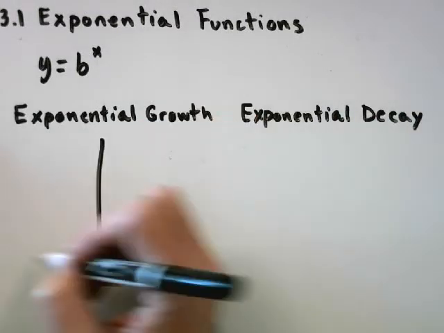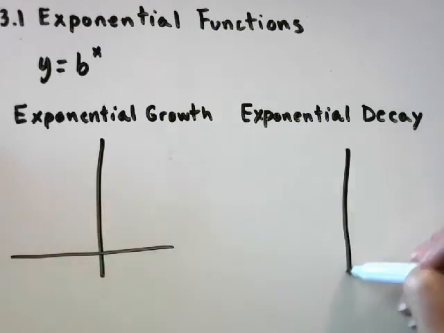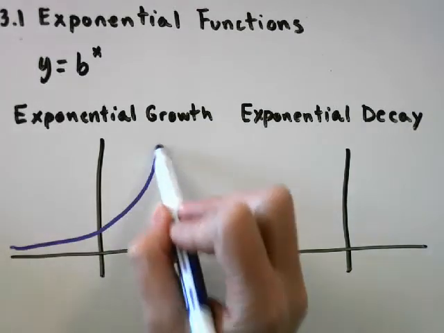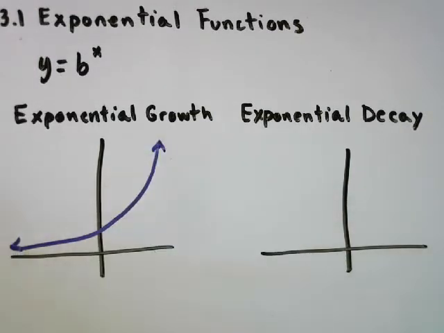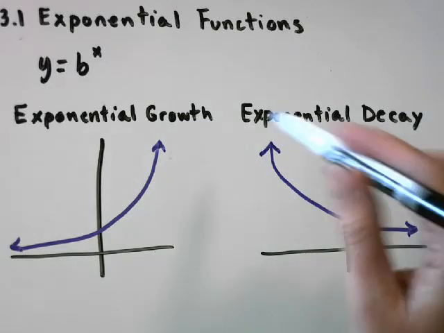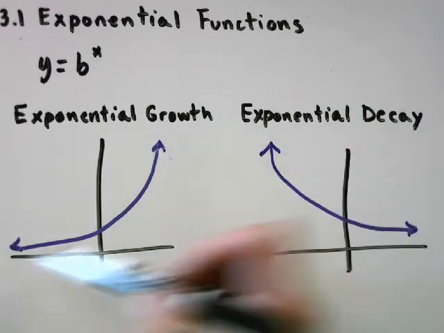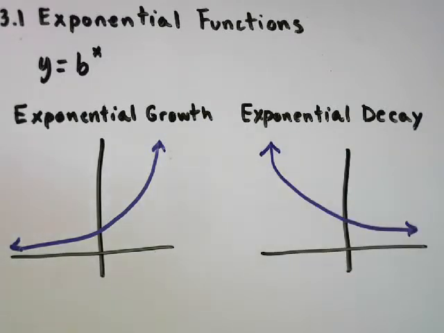So graphically, exponential growth will look like this. Exponential decay is going to look like this. They both approach the x-axis. Here it approaches it at infinity, here at negative infinity.